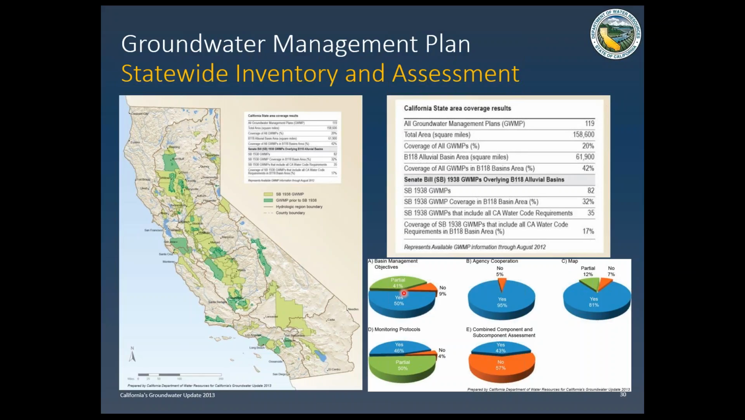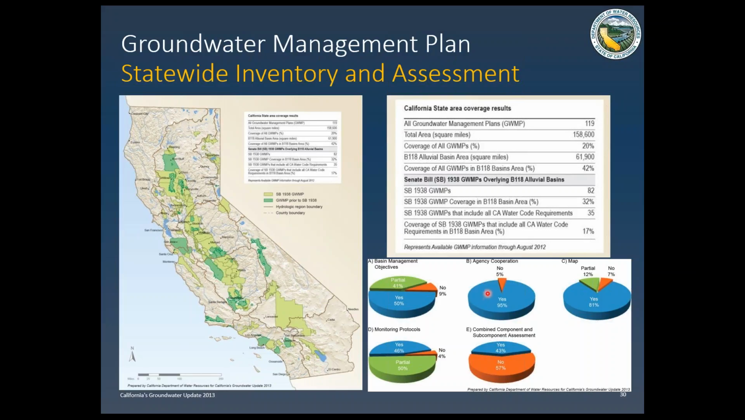As you can see, basin management objectives were roughly 50-50 between those that actually met all the basin management objectives versus partially meeting them. There were 3 or 4 components of that, and if they got 1, 2, or 3 of the 4, then we gave them a partial. Or they didn't even attempt it. So 9% of the plans didn't even attempt to create basin management objectives.